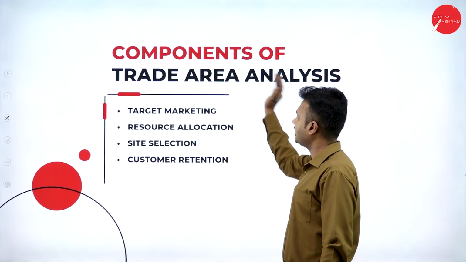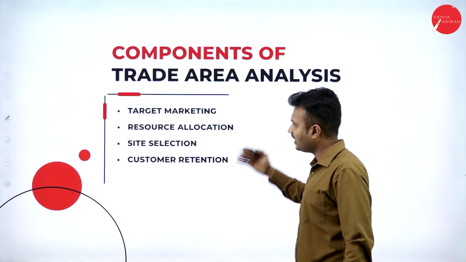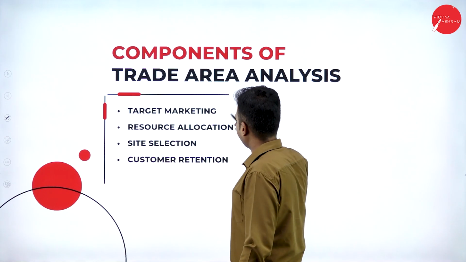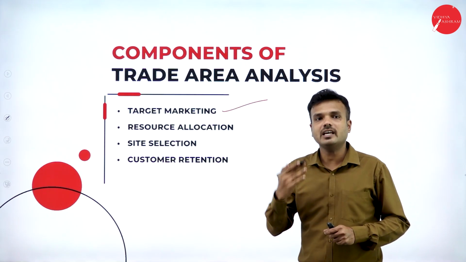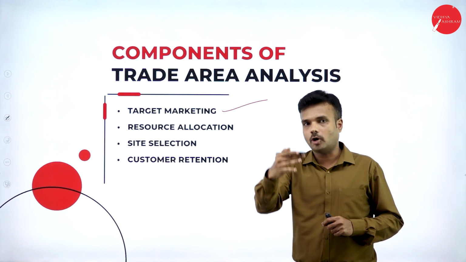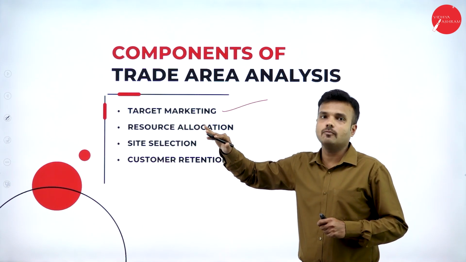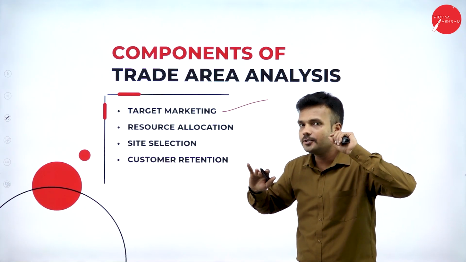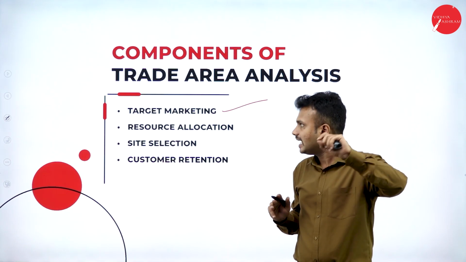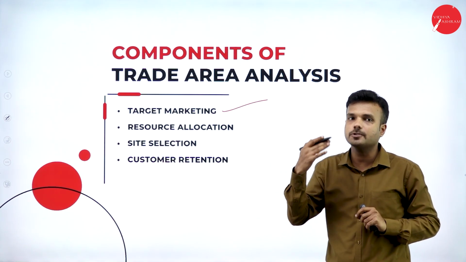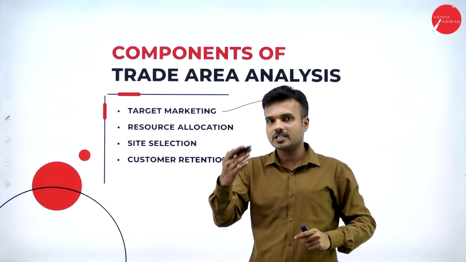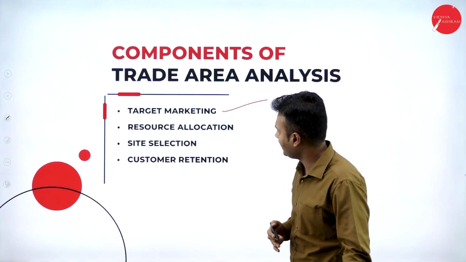There are various components of trade area analysis. There are 4 components. Which are those 4 components? The first one is target marketing. By using this methodology, we can reach out to the actual customers of the particular product. Target customers are the ones who are going to use our product and who are loyal towards that particular company. So firstly, we are supposed to focus on the target customers instead of focusing on all the customers.